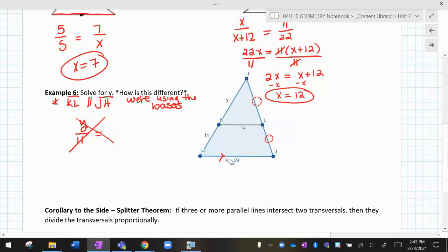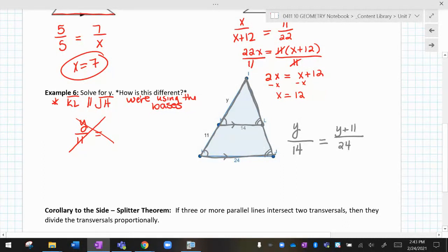Which means that example 6 has really little to do with the side splitter theorem, but it can still be solved because if I know that this is parallel to that, then these angles would be corresponding and congruent, as would those, and so I have similar triangles on the top and the bottom. So if I work with similar triangles here, the left-hand side of the top triangle is y, the bottom of the top triangle is 14. The left-hand side of the whole triangle is y plus 11, and the bottom of the whole triangle is 24. So I did y to 14 equals y plus 11 to 24. No side splitter theorem, similarity proportions.